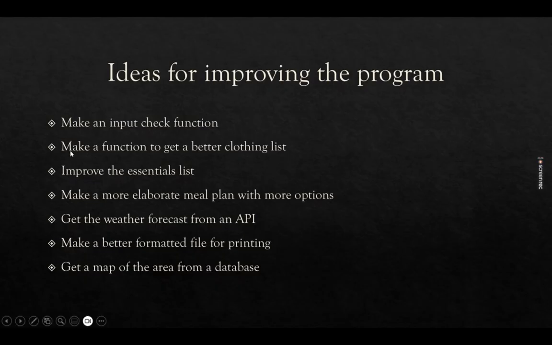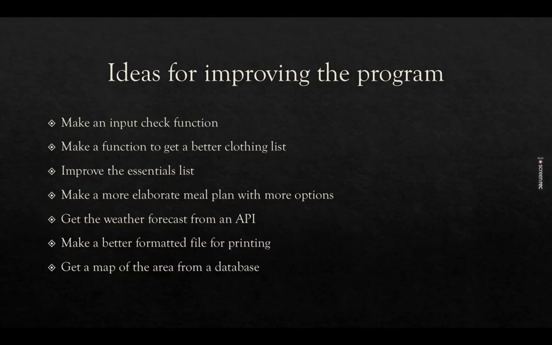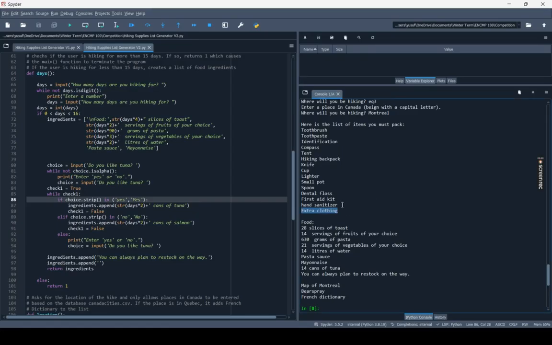And then the second would be to make a better clothing list. So over here it just says extra clothing. Maybe it would be based on the weather, something like that. And then make a more elaborate meal plan. You'd be bored just eating the same thing every day.